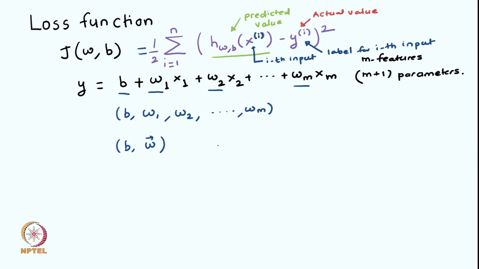Geometrically, let's consider there are m plus 1 parameters. Let's say this is the loss, this is parameter W1, this is parameter B, and there will be several such parameters, let us say W2, W3 and so on up to Wm. The loss will be a surface in m plus 2 dimensional space, some kind of a hyperbolic shape. In order to understand this, we will take a simplified model and try to visualize the loss function in 2D space.